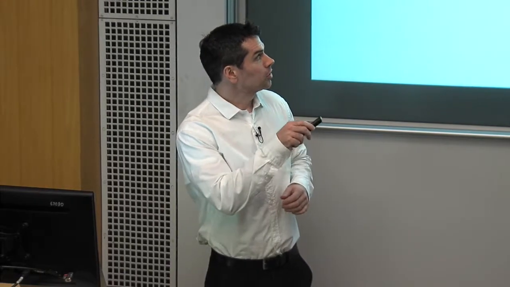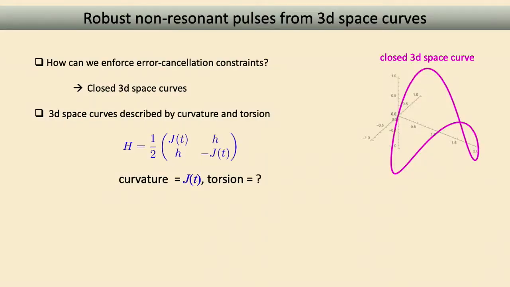So long story short, the bottom line is that whereas in the resonant case, we were drawing curves on a plane, when you want to drive off resonantly, now you're drawing curves in three-dimensional space that are not constrained to a plane. And a three-dimensional curve is specified by its curvature, which still tells you the pulse amplitude, but it also is specified by something called the torsion, which describes the twisting of the curve at every point along the curve. And the torsion turns out to be directly related to the detuning of the pulse.